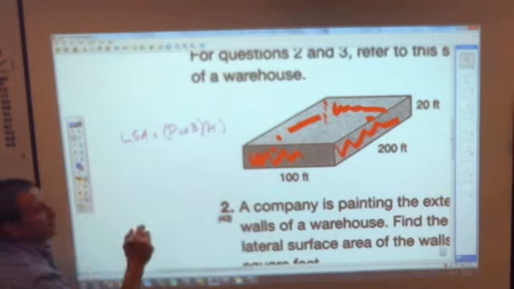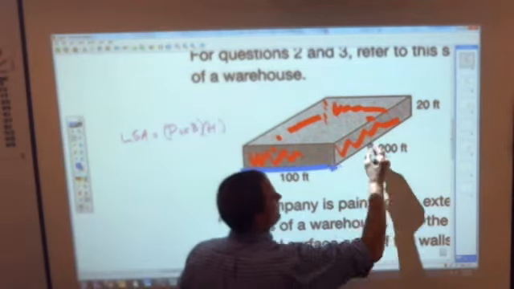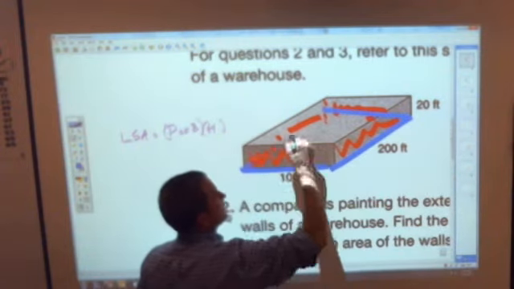What is the perimeter of this shape? 100 plus 200 plus another 100 plus another 200.